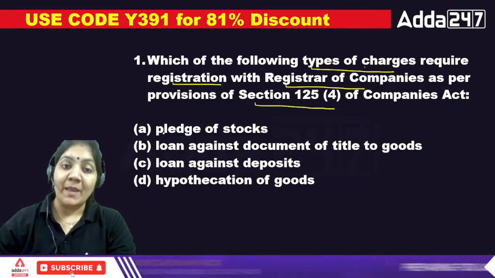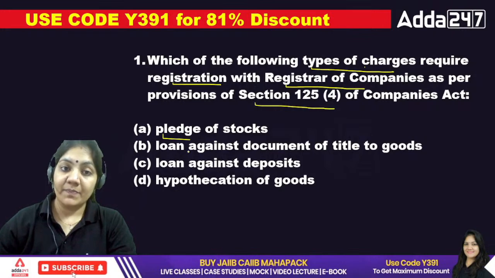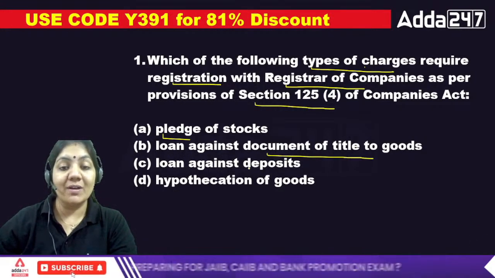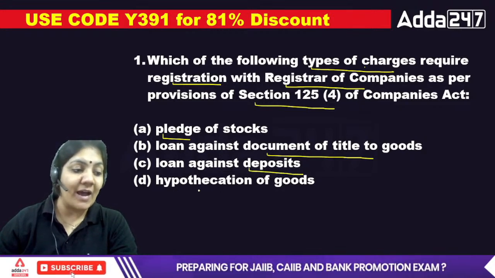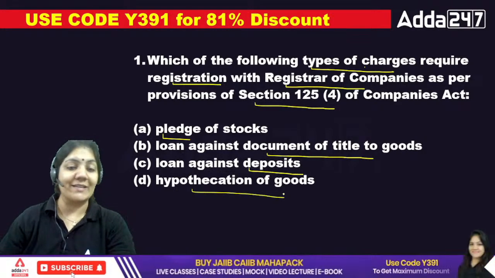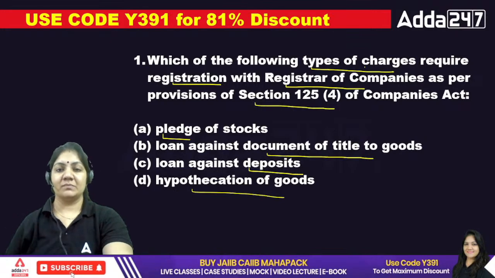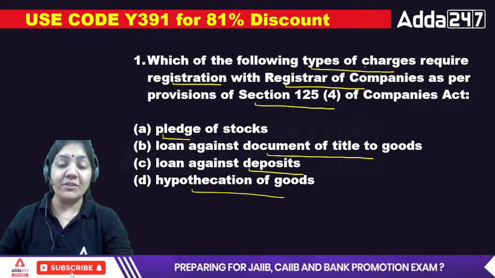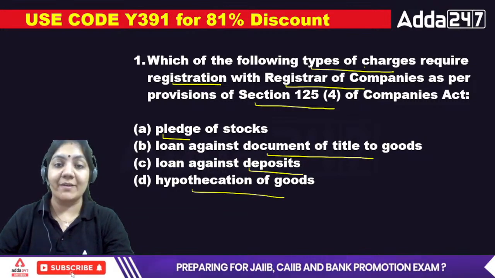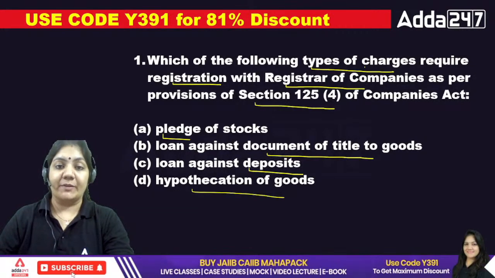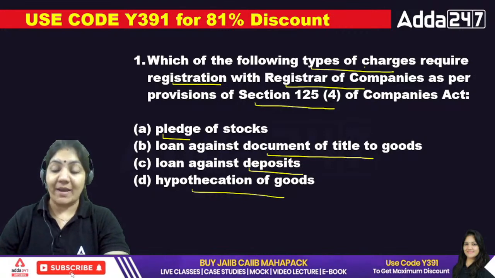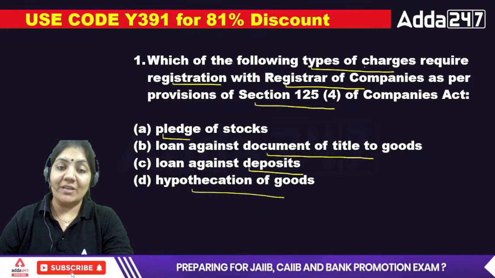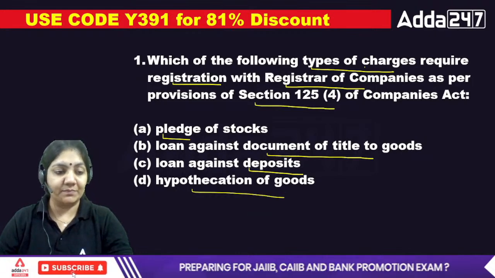The options are: pledge of the stock, loan against document of title to goods, loan against the deposit, and hypothecation of goods. What is the exact answer? Which of the following types of charge require the registration? If you remember the concept of in which type of security we do not require a charge, then you can easily do that question.